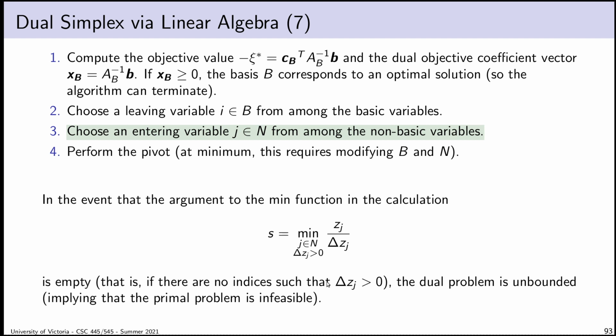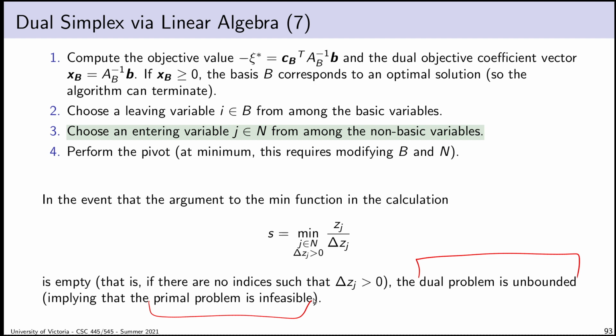All right, so then in the event that this is empty, so in the event that the min function has no arguments because every element of delta z is less than or equal to 0, in that case we know that the dual problem is unbounded, just like in the primal case. And of course, if the dual problem is unbounded, then by weak duality, that implies that the primal problem is completely infeasible. And so we're done in that case.